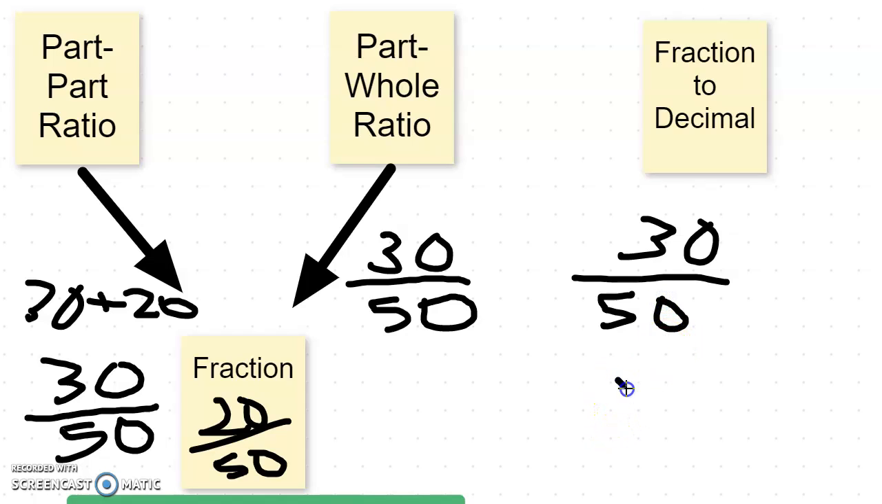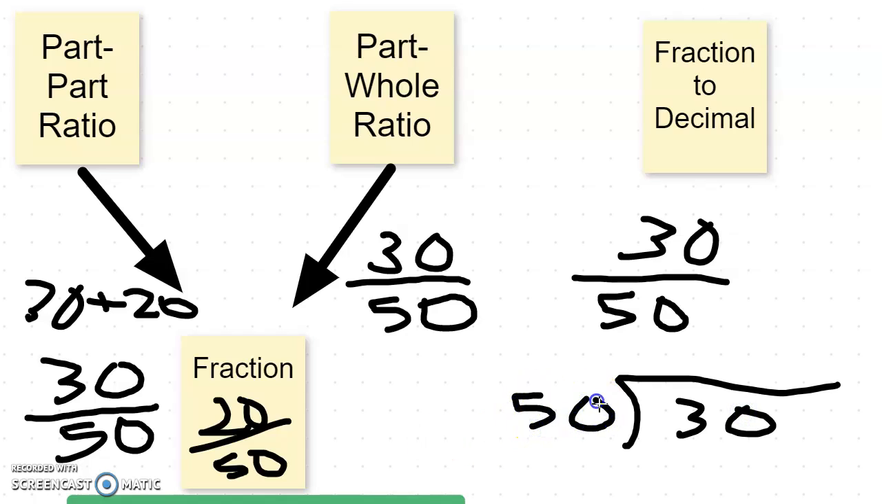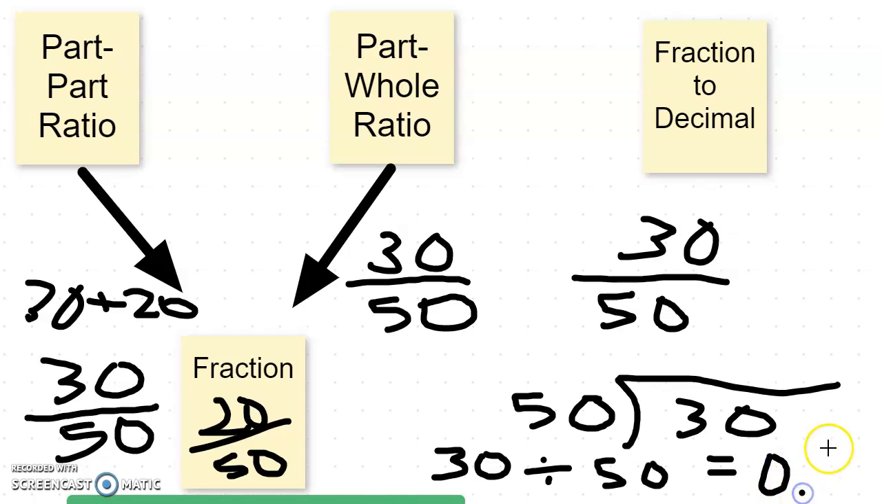This means the numerator, the top number, will go inside of the house, and the denominator will go to the side. And you can perform long division. Or, on a calculator, you would push 30 divided by 50 equals 0.6.